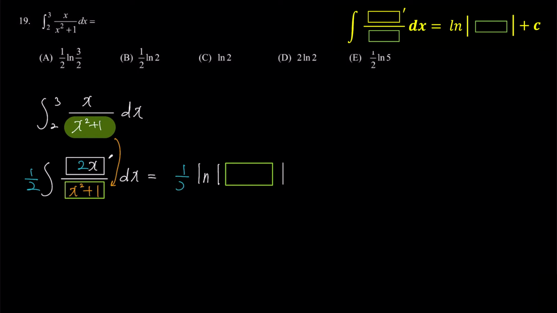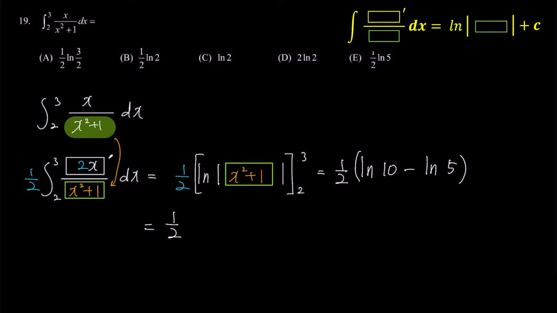We also divided the right answer by 2 and put x squared plus 1 in the green box, and then substitute 3 and 2 respectively. The answer is 1 half times ln 10 minus ln 5, which ultimately becomes 1 half ln 2. So the answer is B.